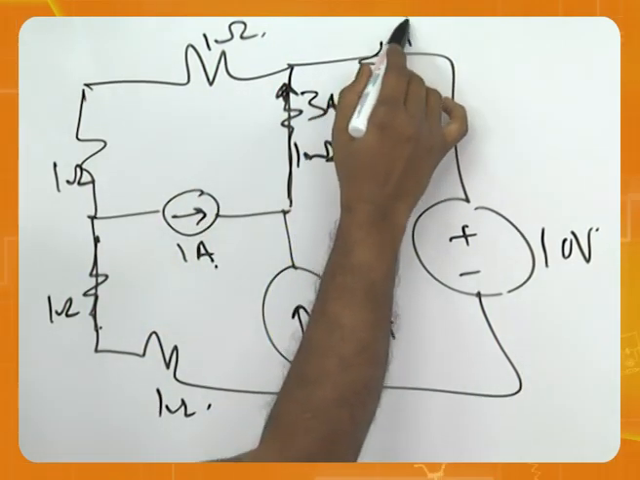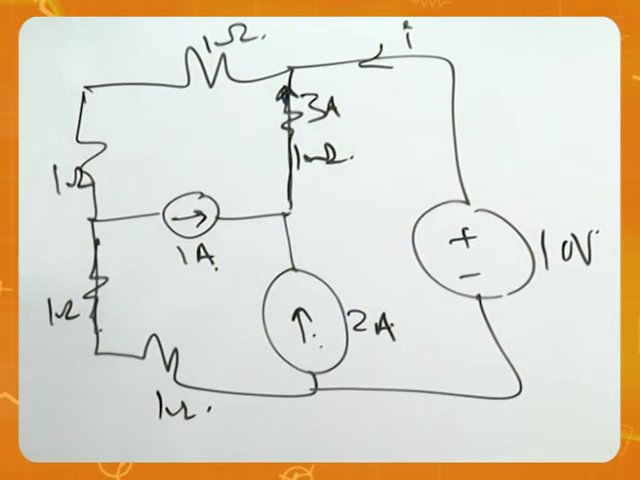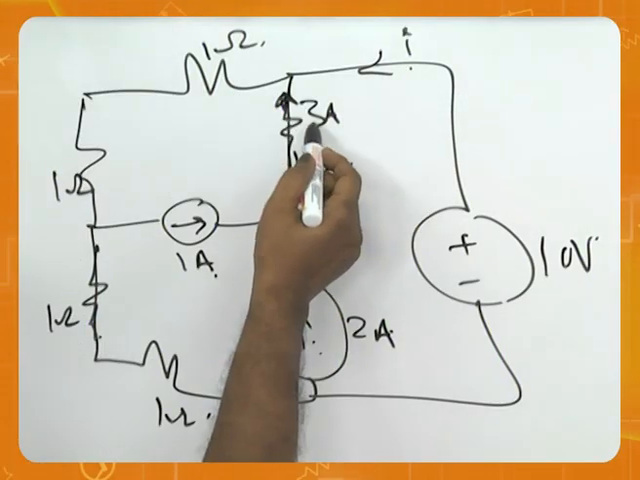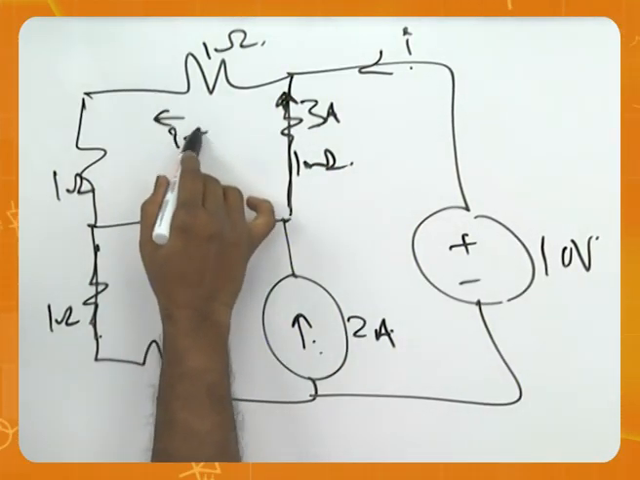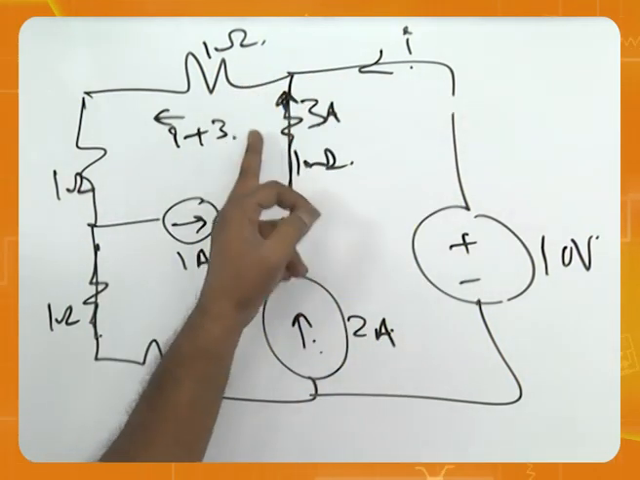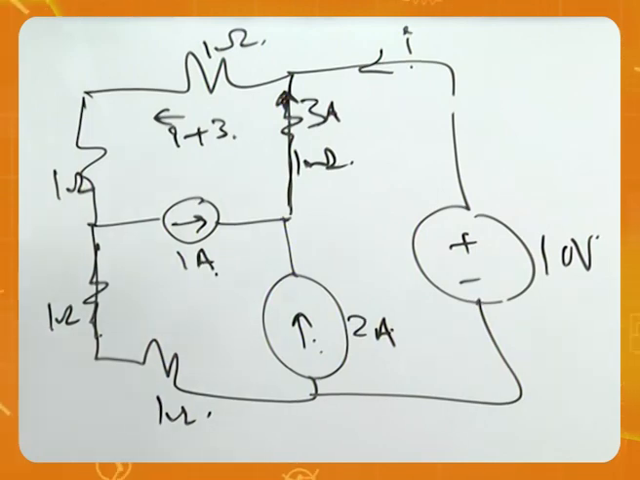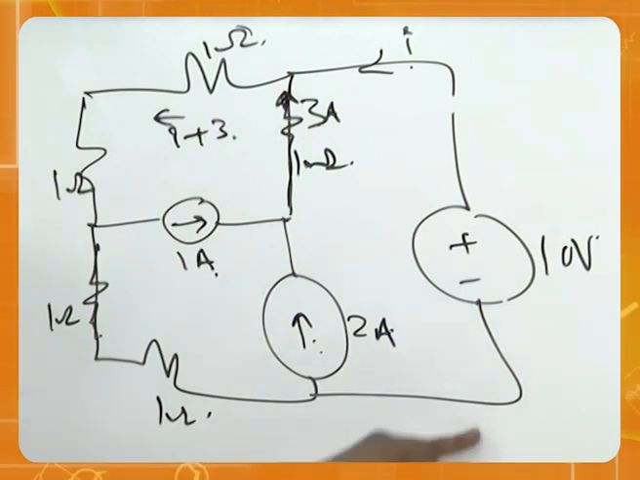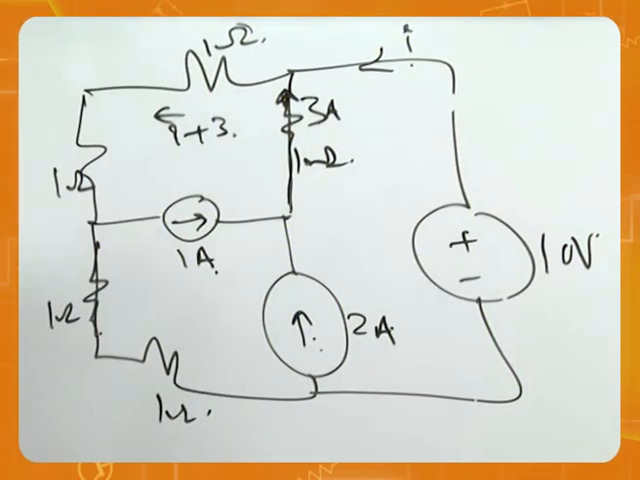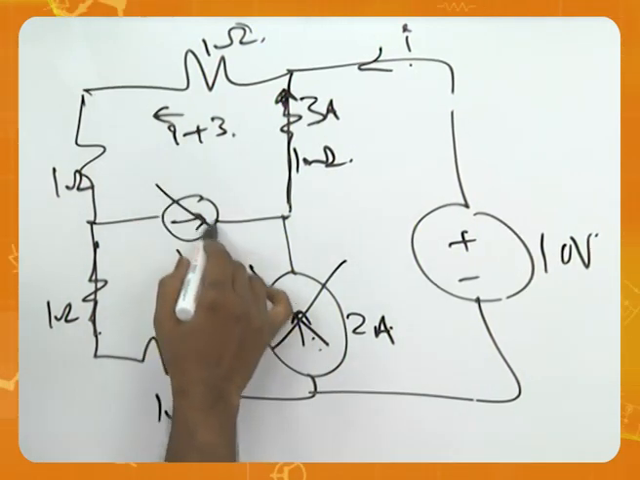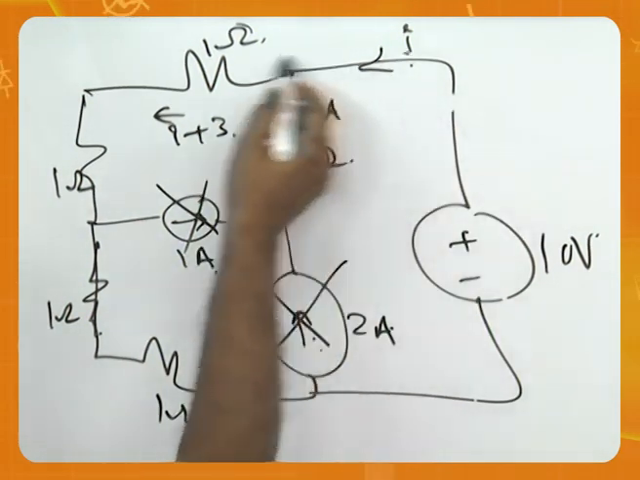If I call this as I, let us see the solution. In the same circuit diagram, if I call this 3 and this I, this is I plus 3 amperes. I is coming from here, 3 amperes is going here. Then what is the total drop we have? You can apply KVL outside. You know why? When there is a current source, you cannot apply KVL there. The best option is to go here, here, here.